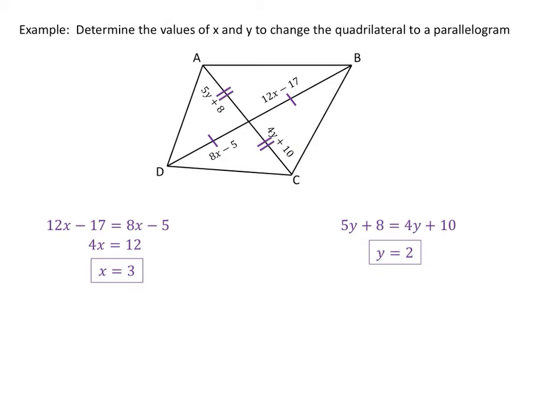All right, and so we get, when we combine like terms for the 12x minus 17 equals 8x minus 5, we get 4x equals 12. Then we divide both sides by 4, x equals 3. For 5y plus 8 equals 4y plus 10, we combine like terms, and we get y equals 2. So in order for this quadrilateral to change to a parallelogram, x must equal 3 and y must equal 2.